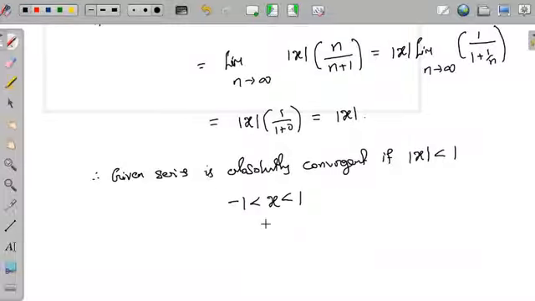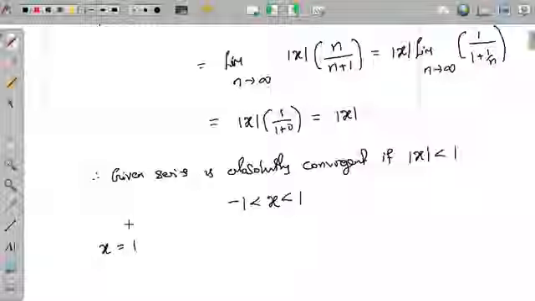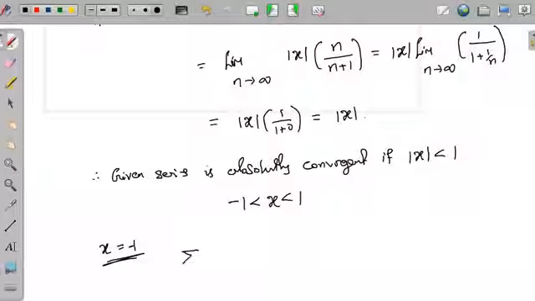Now we got two endpoints: one is negative 1 and the other is positive 1. At an endpoint, mod x becomes 1. It means in the ratio test we got the limit as 1. But when you get limit 1, we cannot conclude using the ratio test. So at endpoints we need to go for further investigation. That is, when x is equal to minus 1, we need to see what the given summation is.